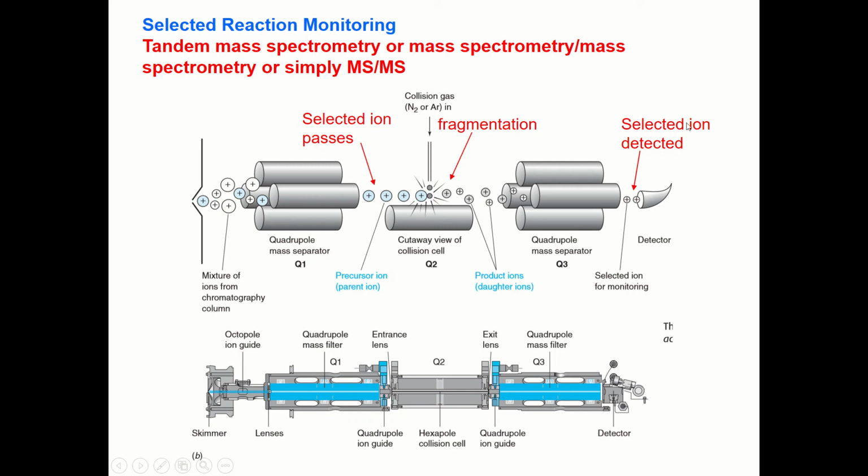Well, now another use of mass spectrometry is selective reaction monitoring. This is also called tandem mass spectrometry, or MS/MS. Here, the sample comes from the chromatography, and ions enter the triple quadrupole mass spectrometer. So you use Q1, Q2 and Q3 mass spectrometers.